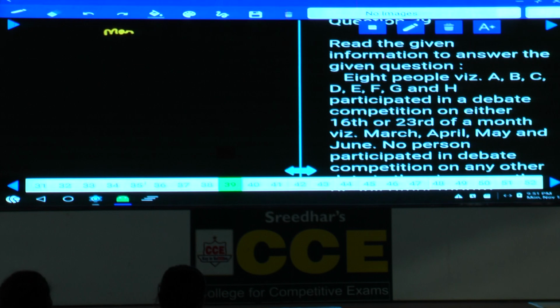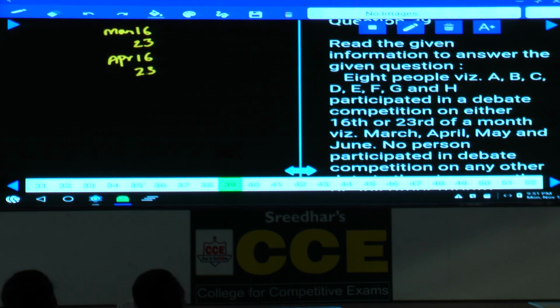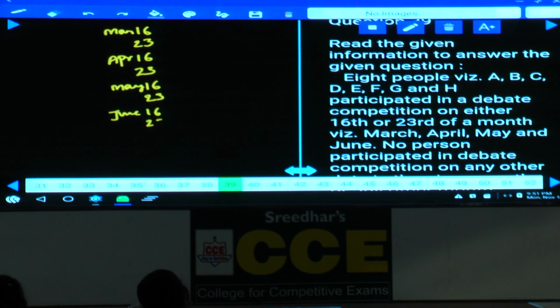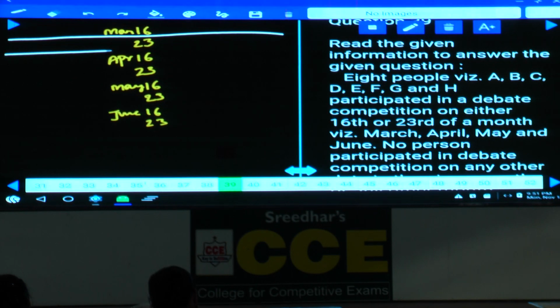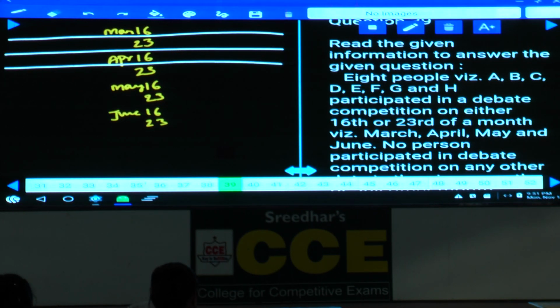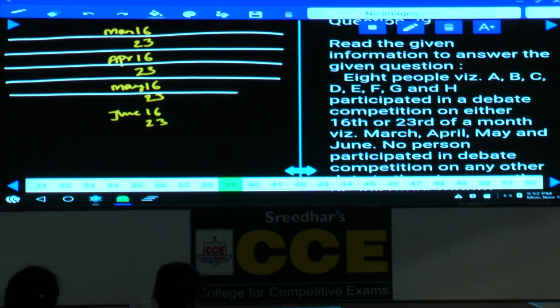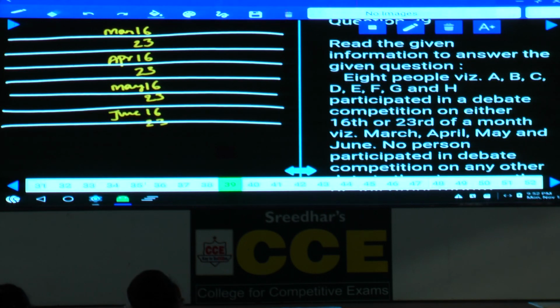March 16, March 23rd, and next April 16, April 23rd. Next May 16, May 23rd, and next June 16 and June 23rd. Now this is the information we have. With the help of this information, we need to identify who participated on which date.